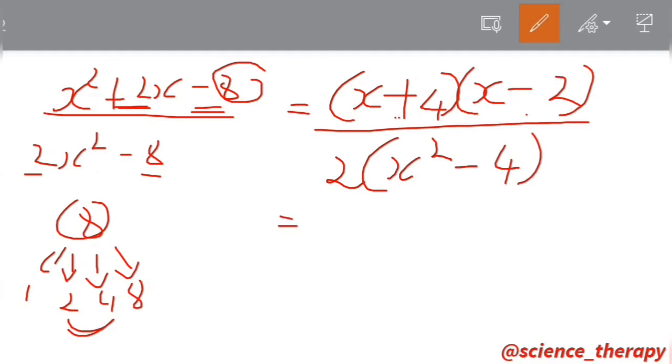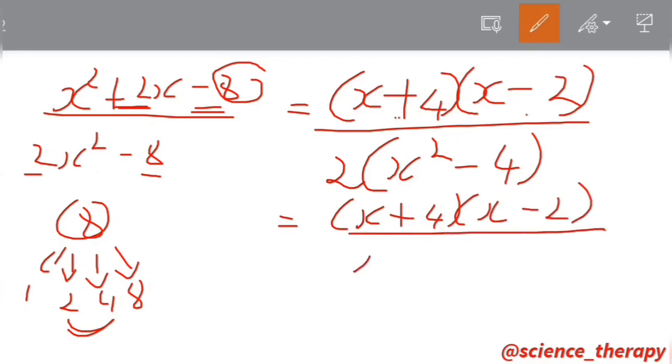Again, we don't yet have a common factor between the numerator and denominator. So that means we still need to factorize further. So what can we factorize here? The denominator, which we can see is the difference of two squares. So now we have x minus 2 and x plus 2.